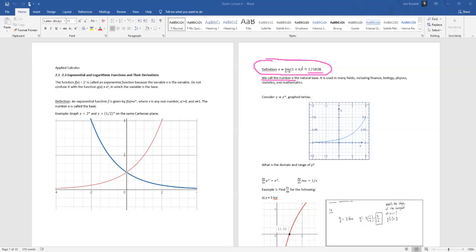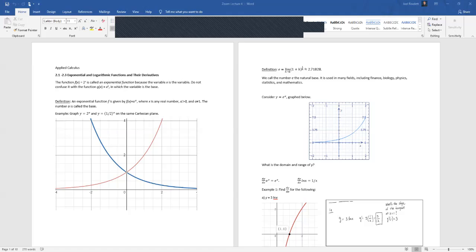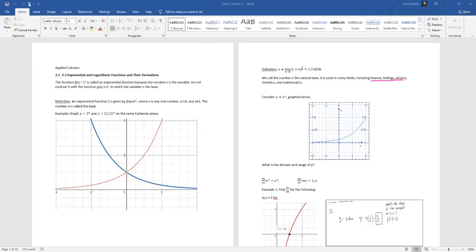We call the number e the natural base. It is used in many fields, including finance, biology, physics, statistics, and mathematics. And here's a graph of e to the power of x. And the reason I know that e to the power of x is an increasing function is because e is bigger than 1. In other words, we have a base here that's bigger than 1, and it's going to create this exponential growth here. And again, this phenomenon occurs very frequently in all sorts of different science and mathematics across various spectrums.